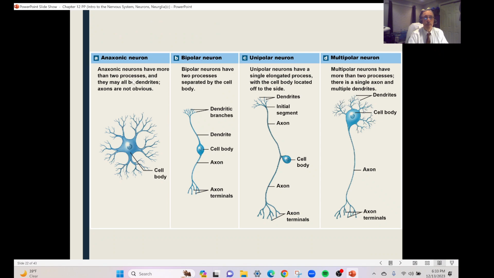So if we take a look over here, this is going to be the anaxonic, right? We have a cell body, and then again, you can see all of the branches coming off. Everything looks like dendrites, right? There's no axon. It's without an axon.